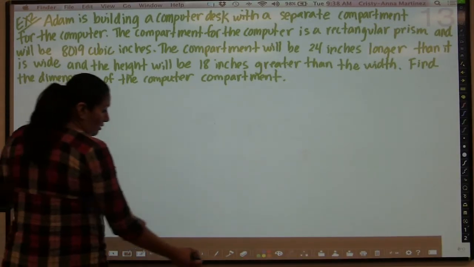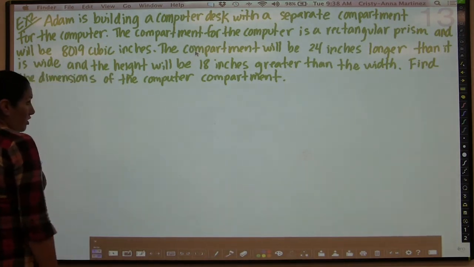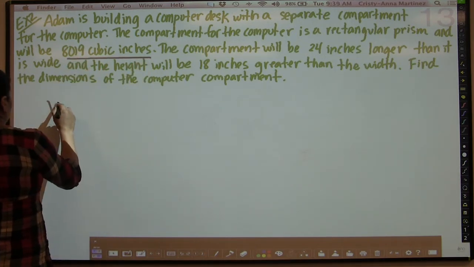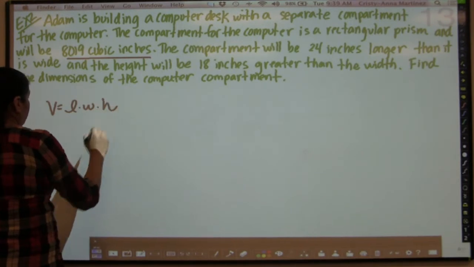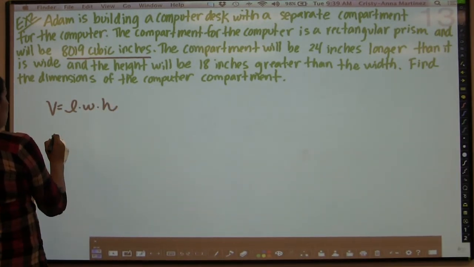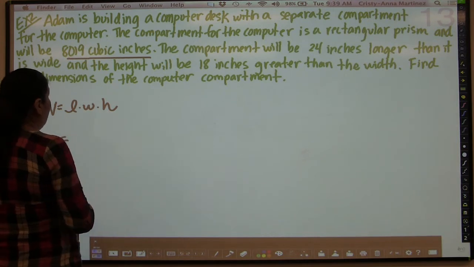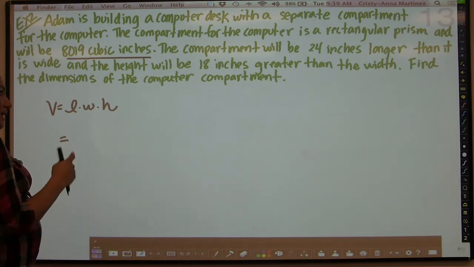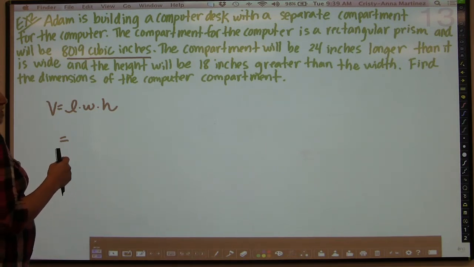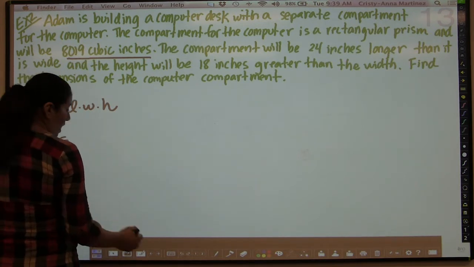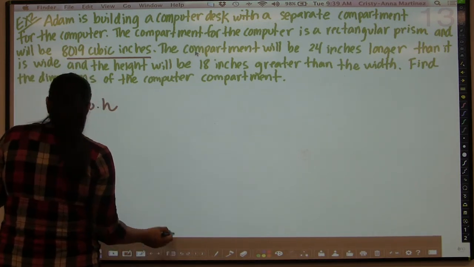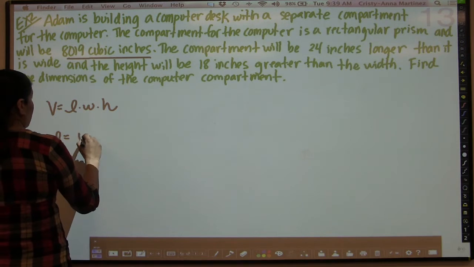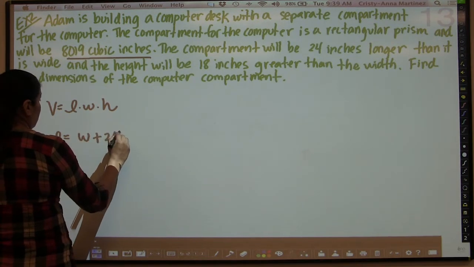So the first thing you have to know about a rectangular prism is that it's obviously three-dimensional. They're talking about volume here because it's talking about cubic inches. So volume is going to be length times width times height. And we know that that volume for us is going to equal 8,019 cubic inches. So we have to figure out ways to write the dimensions. And they tell us that the compartment will be 24 inches longer than it is wide. So what that means is that the length is going to be the same as the width, but 24 inches longer, so W plus 24.